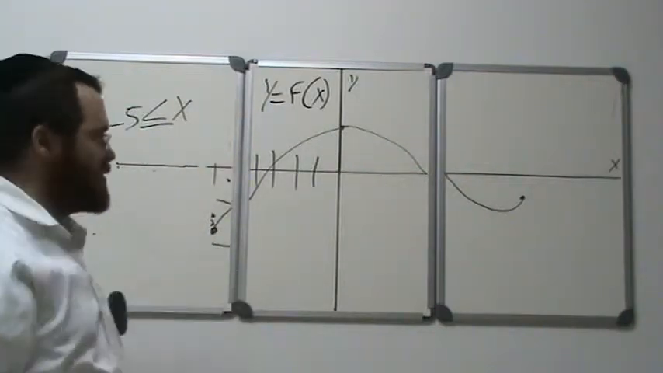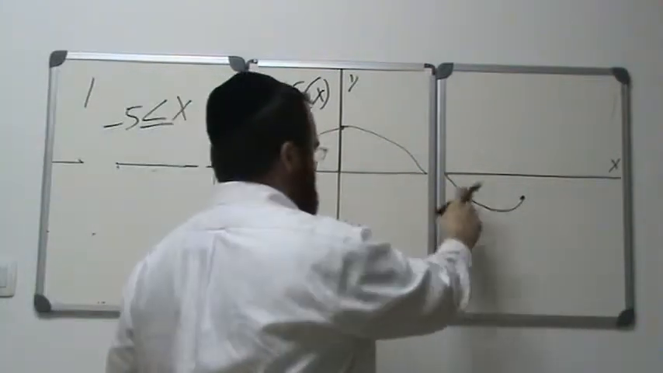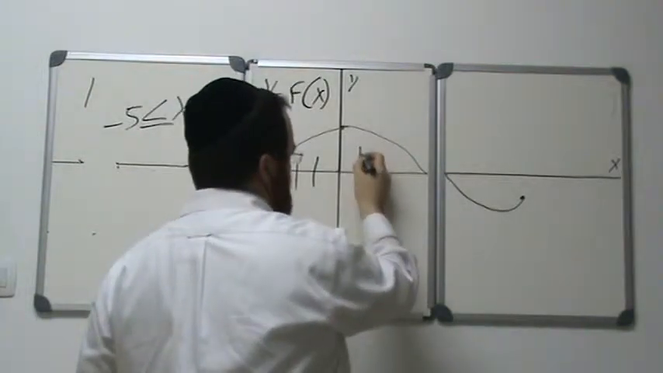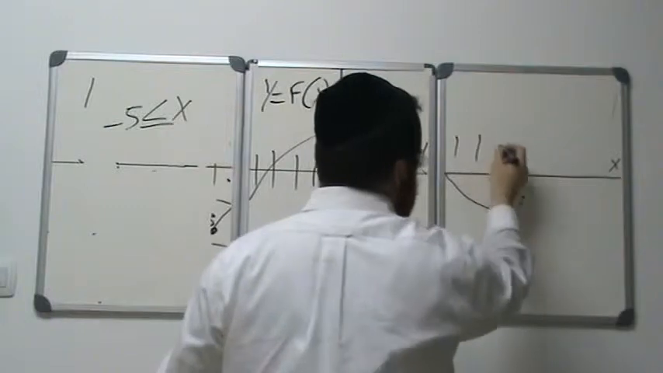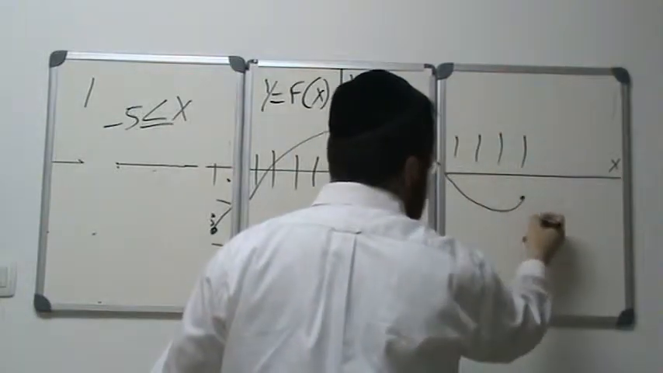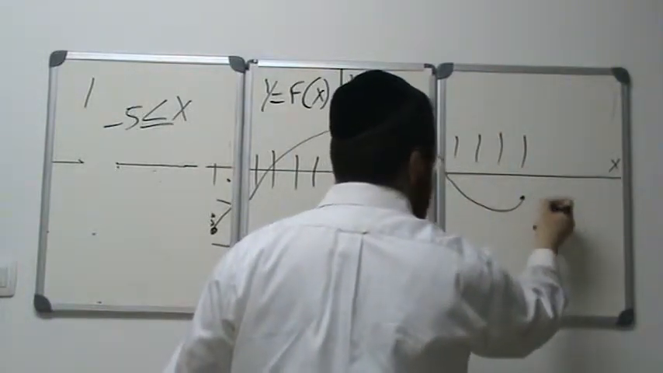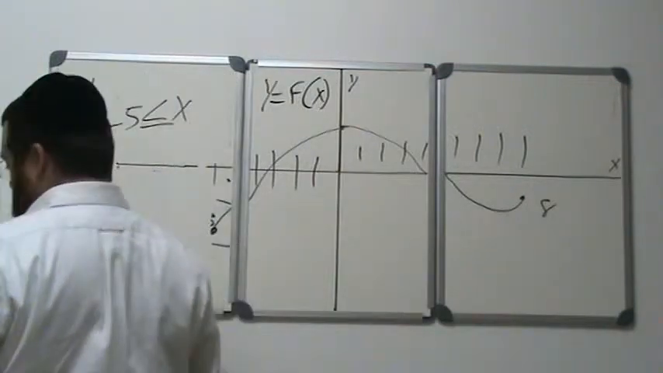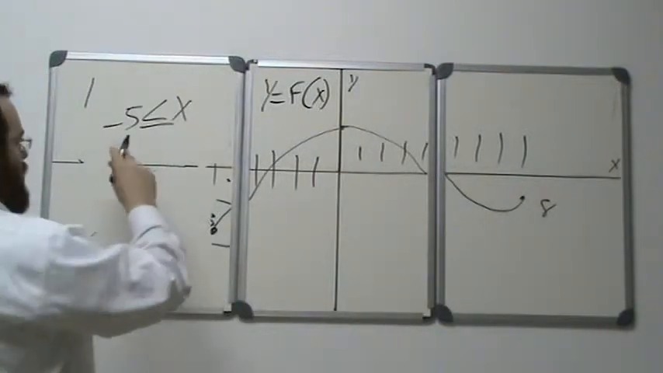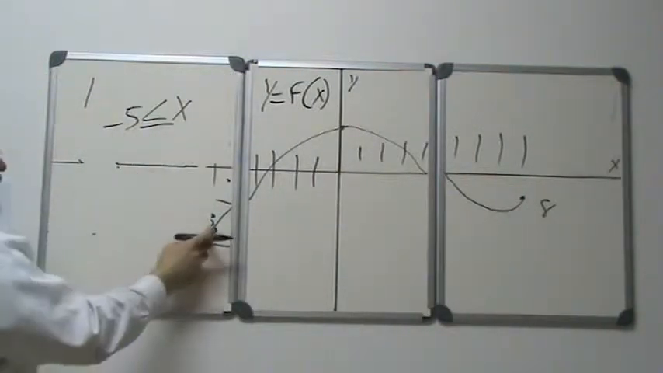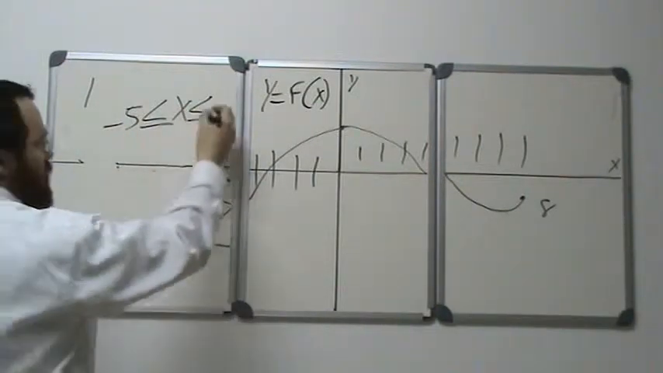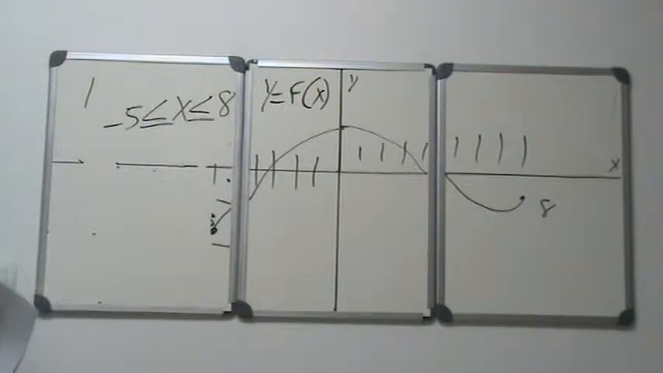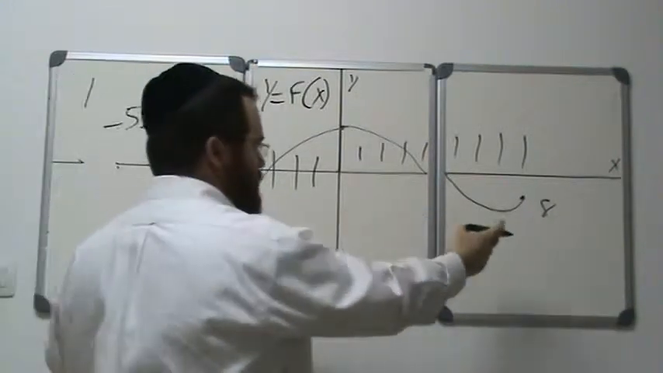And how far does x go? Well, it goes till x is 1, 2, 3, 4, 5, 6, 7, 8. So it goes till where x is 8. So x is greater than or equal to negative 5, because it starts at negative 5, and it's less than or equal to 8. That's the domain. That's how far the graph goes on the x-axis.